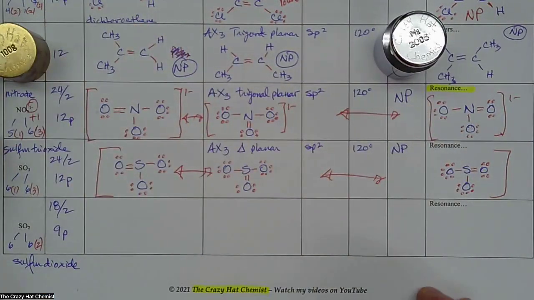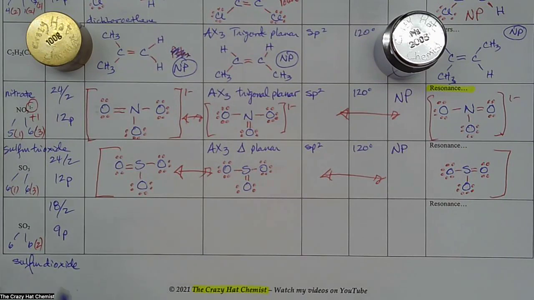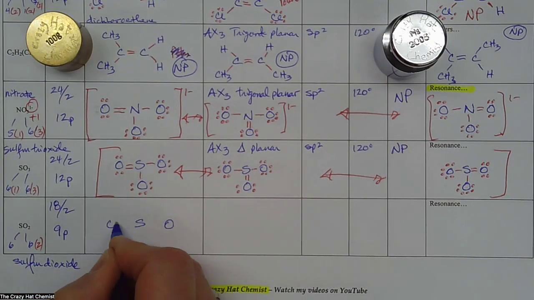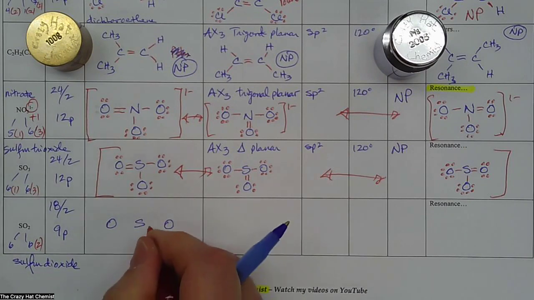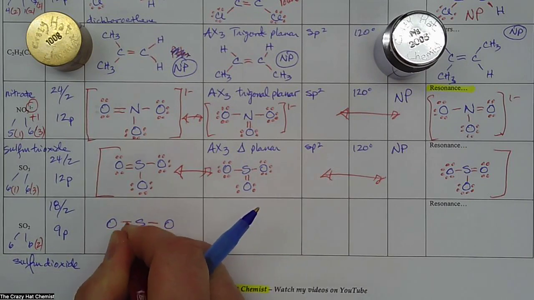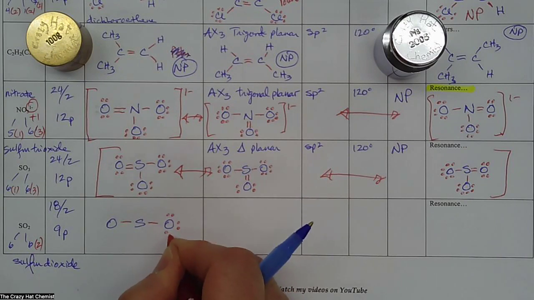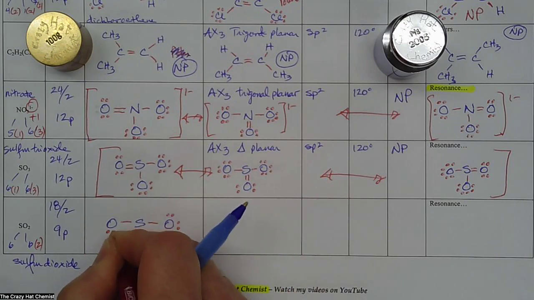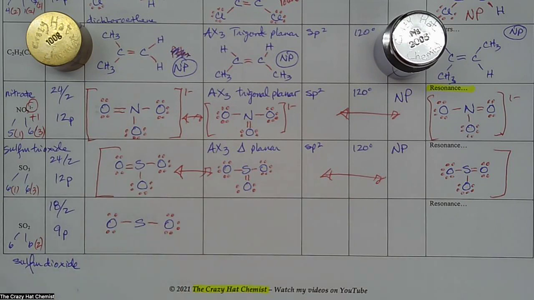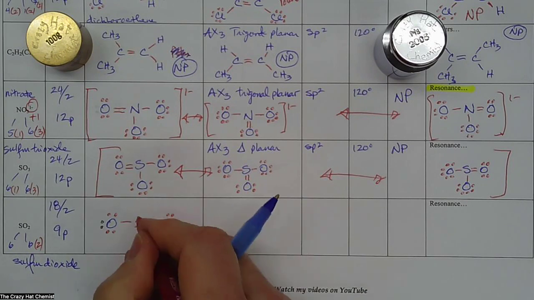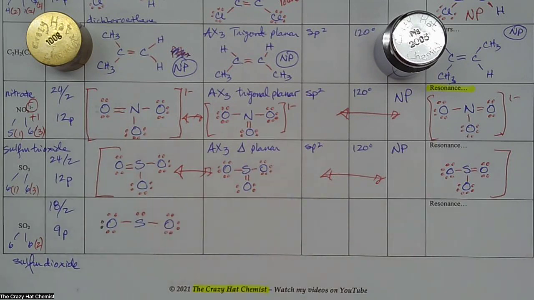Here we go. Sulfur dioxide. There's a sulfur. There's an oxygen. There's an oxygen. We got 9 pairs. So it's 1, 2, 3, 4, 5, 6, 7, 8, and then finally 9.